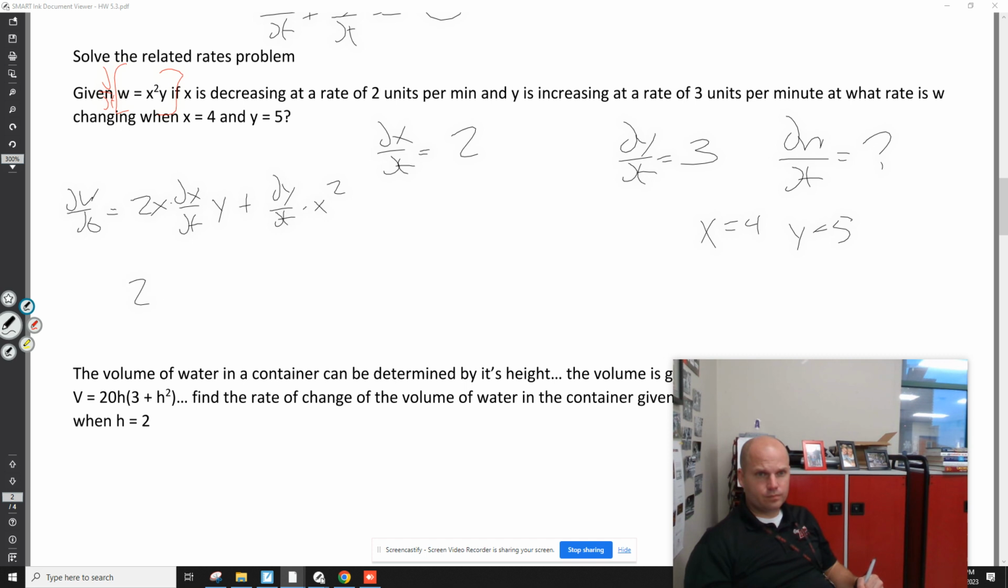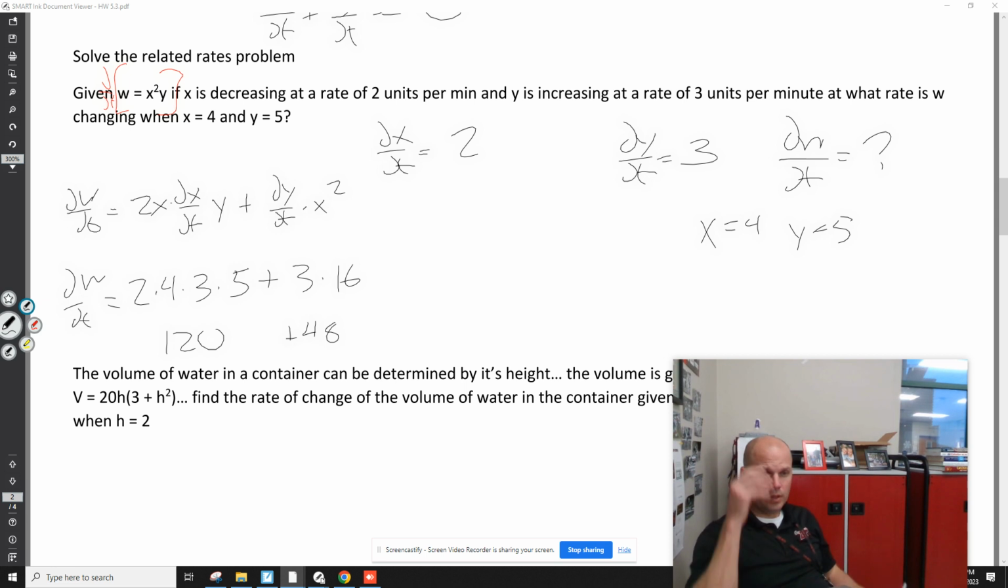X is 4. dx dt is 3. Y is 5. dy dt is 3. X is 4. dw dt is all that. Whatever it is. 48. Okay, what am I doing here? 120. 10 times 12. 168. Units per minute. Do I care? No, I don't really care about the units. Okay.